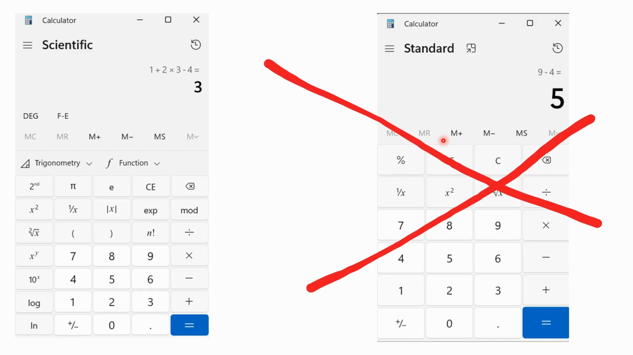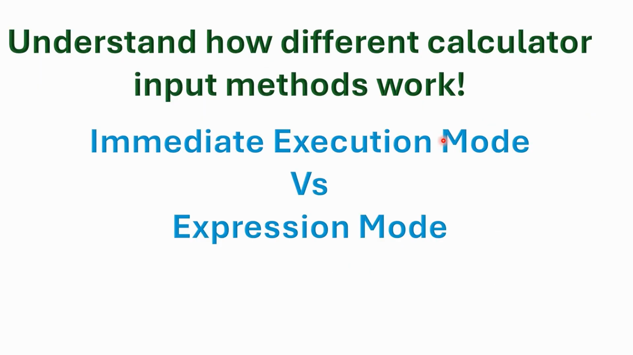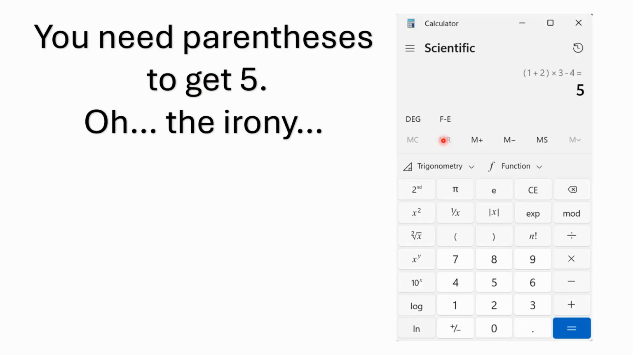So it comes down to the two different input methods of calculators, and you need to understand that in order to know how to use your calculator correctly. So keep that in mind the next time you're working with a calculator, whether it's working in immediate execution mode versus expression mode. Your scientific calculators are going to work in expression mode.